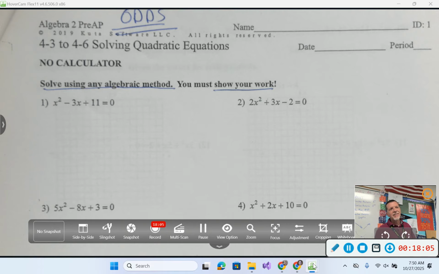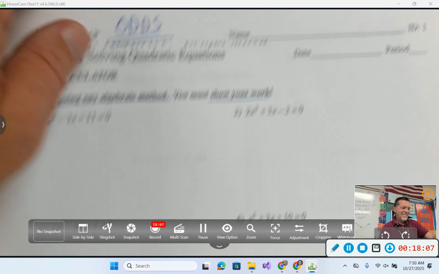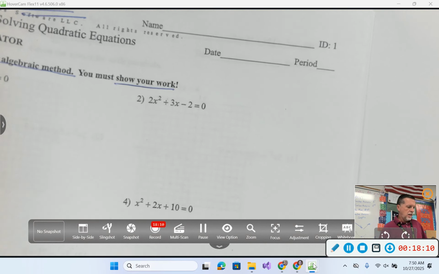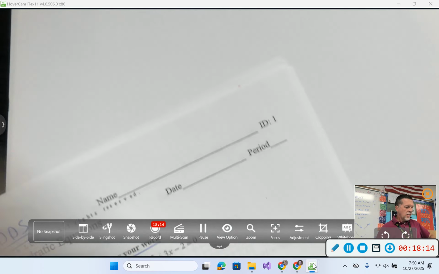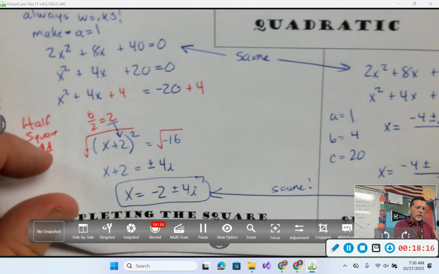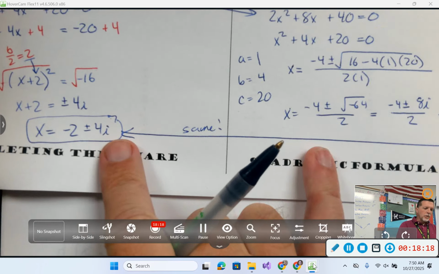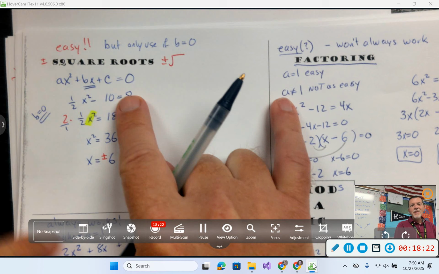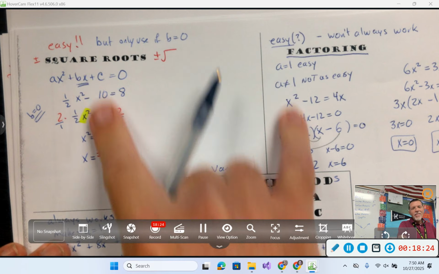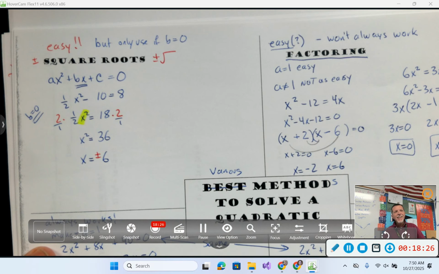This might be a stupid question to ask anyways. If we have 2 methods, completing the square and the quadratic formula, that always work, why do you have to learn the square root method and factoring? Okay, so the question was, we have 2 methods that always work. Why even bother with the other methods? Because the other methods are easier. Okay. So we'd rather use those if we can.